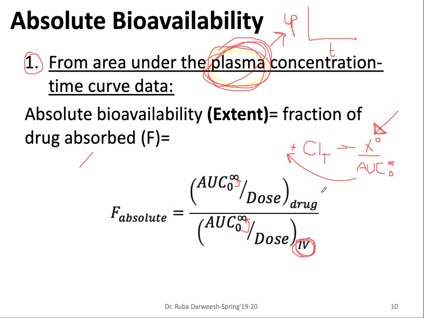Again, we are using IV because it's the maximum that we can reach of the drug inside the body, because the drug is directly entering the plasma. Okay, so one of the main things that we need to do is correct each area under the curve to the dose, so we are talking about the same dose. If it's the same dose, you don't need to do this step. But again, even if you do it, this will go with this.